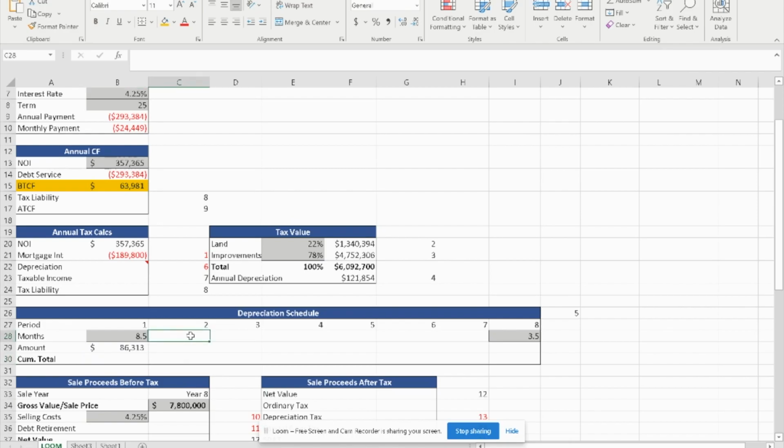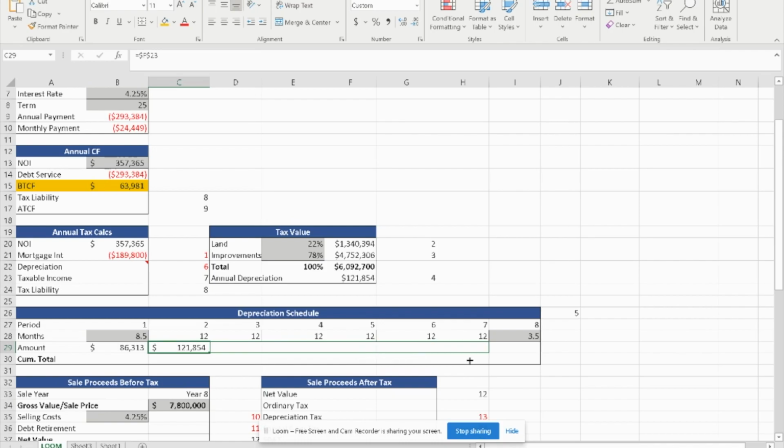For the years 2 through 7, they're going to be depreciated for the entire period. So you can simply drag across to all the years. And to calculate the depreciation for years 2 through 7, it's going to be equal to the annual depreciation, which we already calculated. And to lock that in, we're just going to anchor that so we can drag it across like so.